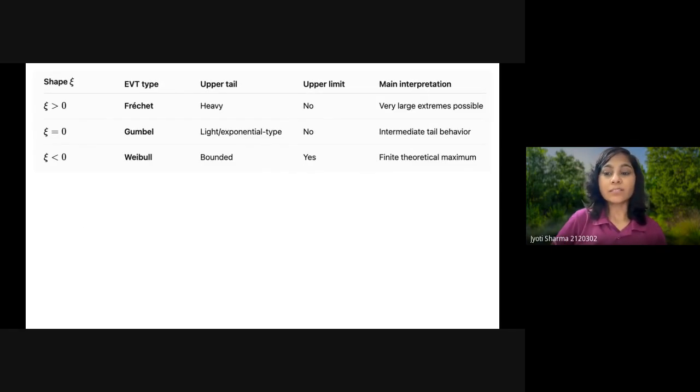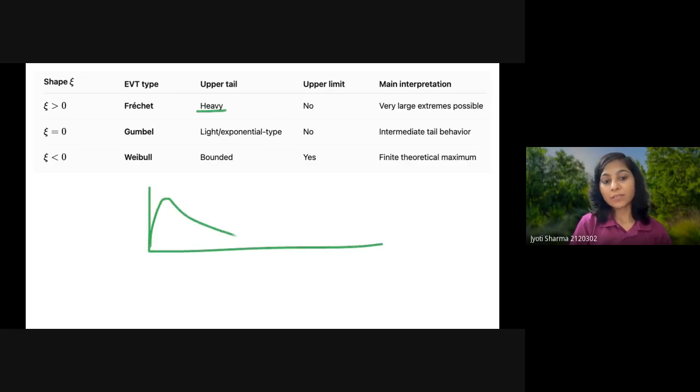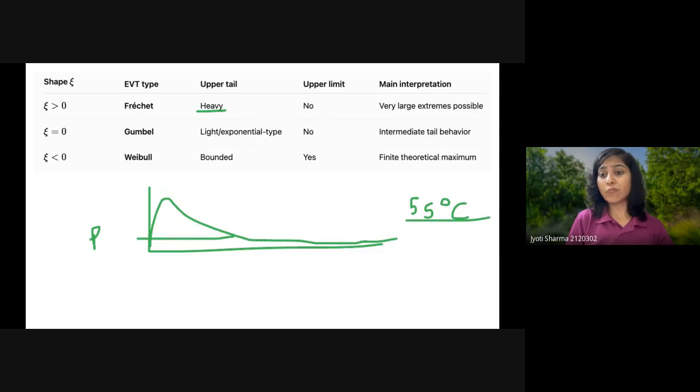If we have a xi value more than 0, it means the upper tail is very heavy. If the upper tail is very heavy, no doubt the probability of your extreme is very low, but the extreme magnitude may be very high. Let me give you one example. If we are getting, let's say, 55 degrees Celsius temperature, this is a very rare event, but it can happen because the tail is very long, right?